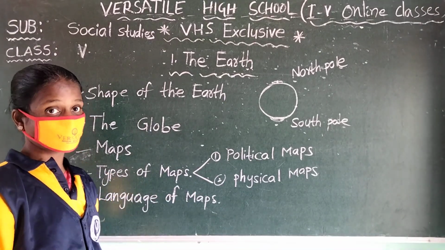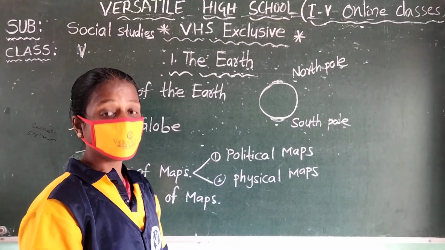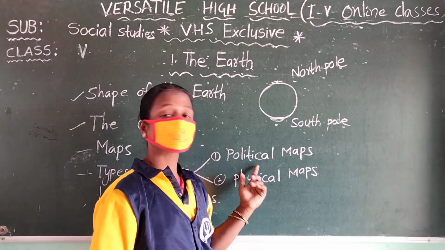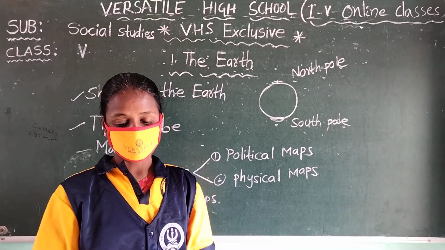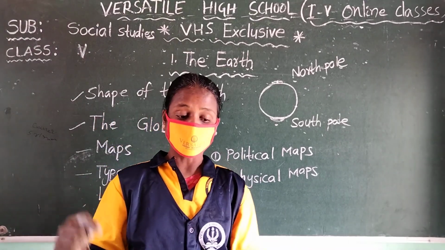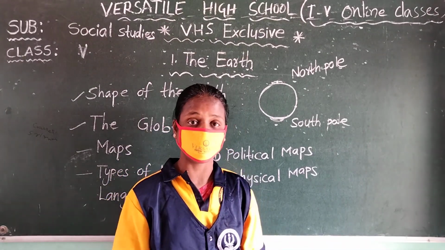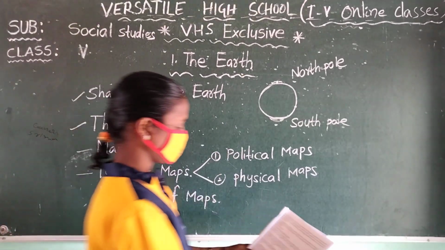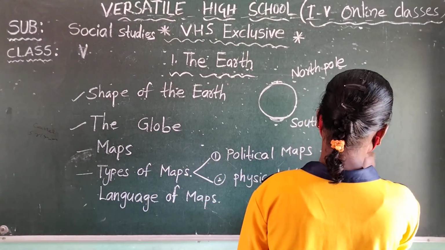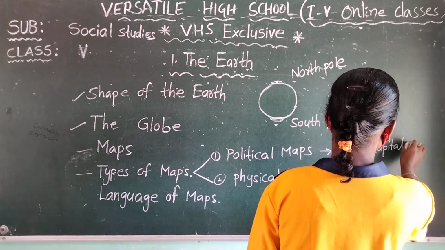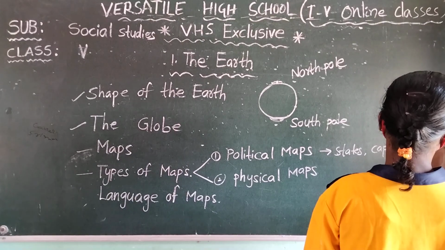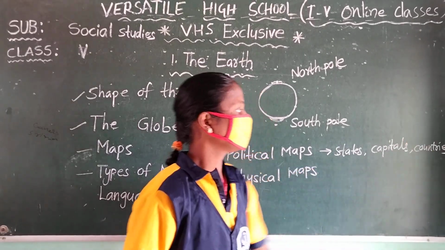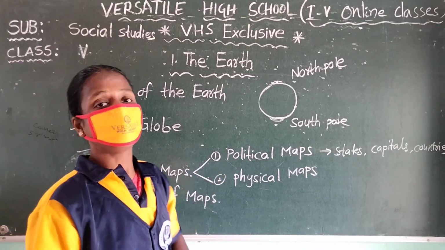What are political maps? The boundaries between countries, cities, and their capitals showing on a map, that is called a political map. The boundaries of the countries and the location of the national and state capitals on a map, that is called a political map. That means in political maps, what are we observing? States, capitals and countries. We are observing only states, capitals and countries on political maps.